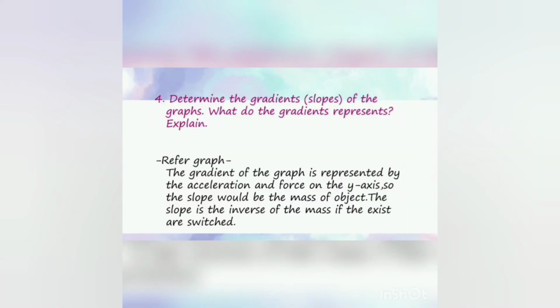Next, determine the gradient or slope of the graph. What does the gradient represent? Explain. So refer to the graph. The gradient of the graph is represented by the acceleration and force on the y-axis. So the slope will be the mass of the object. The slope is the inverse of the mass if the axes are switched.